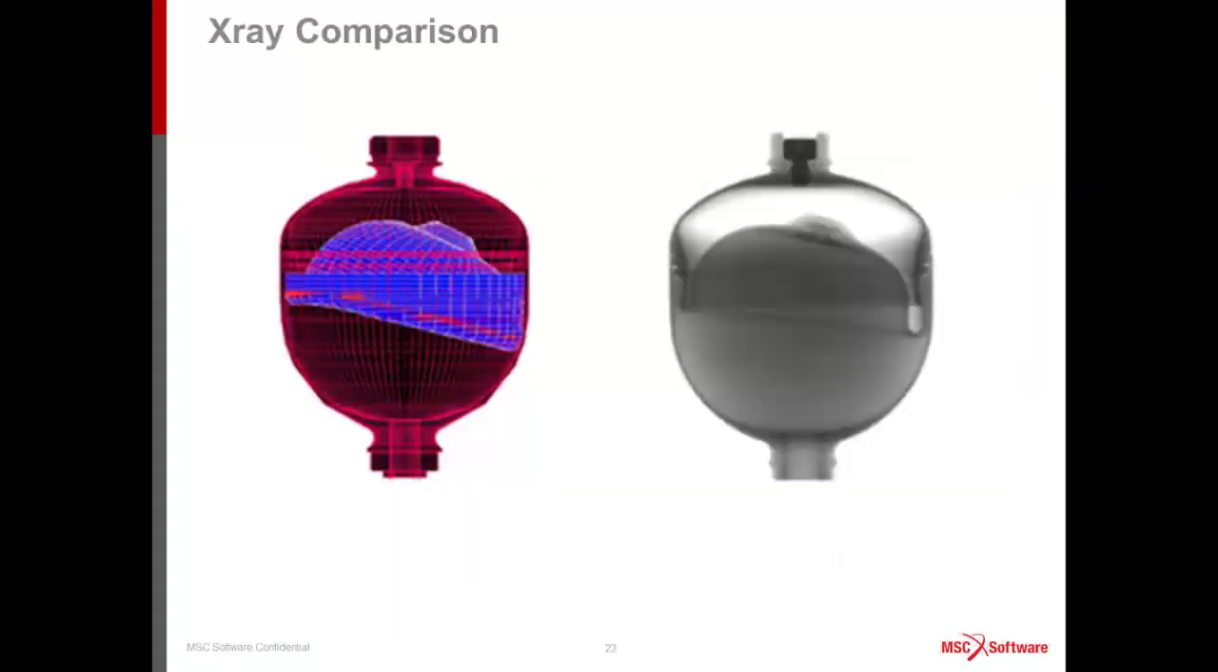Here's a nice X-ray comparison between the different types of accumulator that we manufacture. You can see that Mark software has predicted that it's going to be rotated slightly in a clockwise direction as it's being compressed, and the X-ray image is showing exactly the same function, which is a very good comparison in terms of a simulation and a physical result.